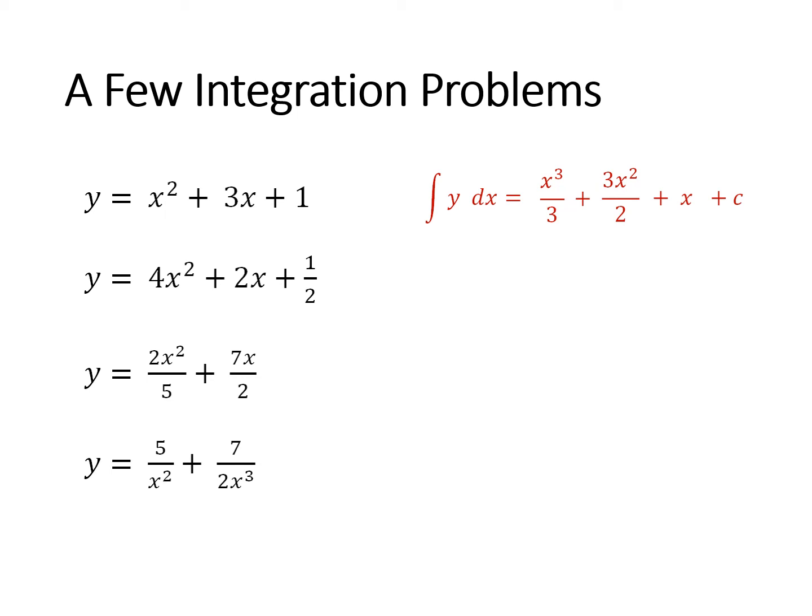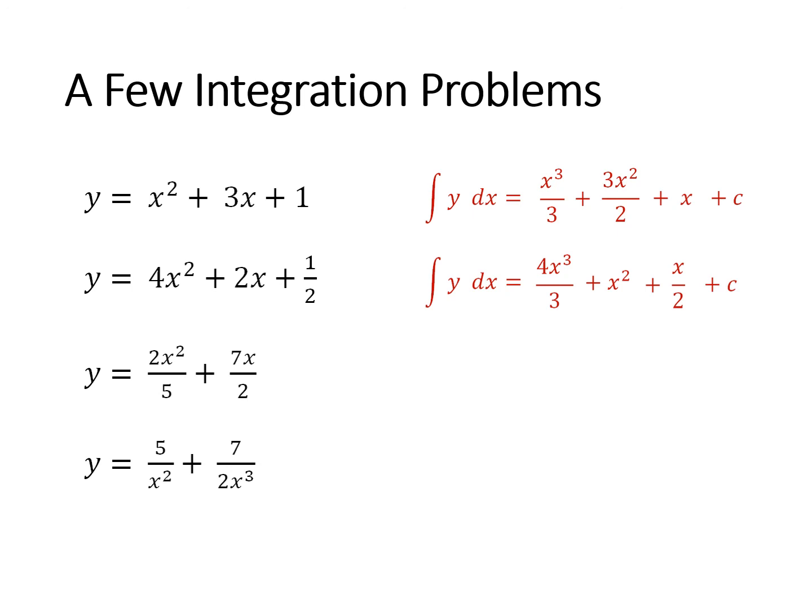But sometimes these fractions can be simplified. Let's look at the next question. y equals 4x squared plus 2x plus a half. So it's integral of y dx equals. The 4x squared becomes 4x cubed over 3. The next term becomes 2x squared over 2. Now we can simplify 2x squared over 2. It just becomes x squared. And the half becomes half x. And we can put a plus c. Now my half x I've just written as x over 2, but you could just write half and then x next to it, and then the plus c.